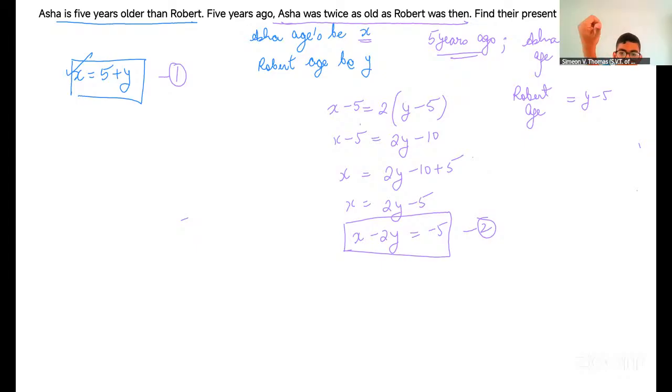Sir, what you've written in the end in the box, what is minus 2? Where is minus 2, beta? After minus 5, minus 2, where did minus 2 come from? Just give me a second.